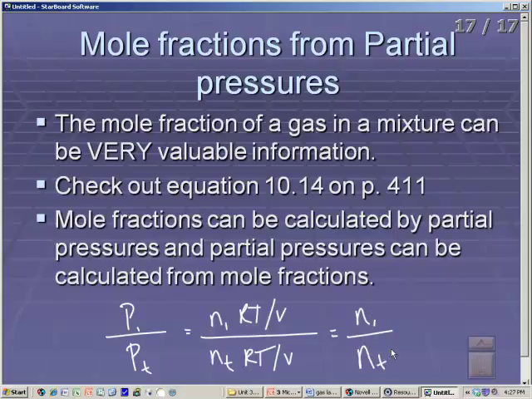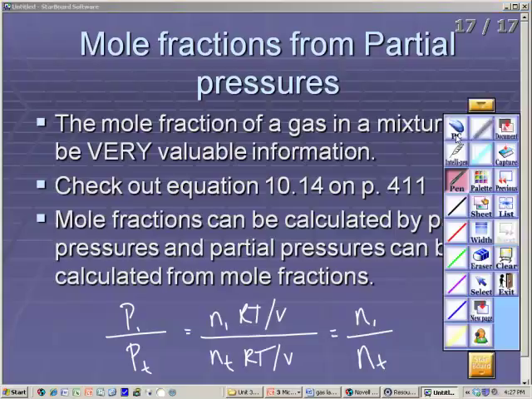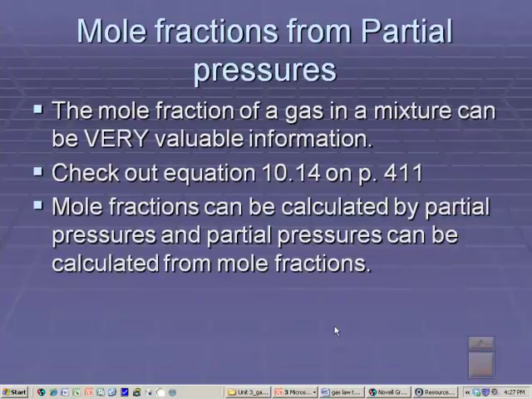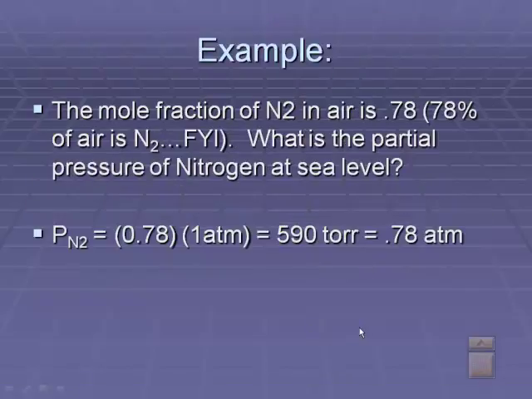Alright, so when would this ever be helpful? Well, mole fractions can be calculated by partial pressures, and partial pressures can be calculated from mole fractions. Let me show you. The mole fraction of nitrogen in air is about 0.78. Now, I want to be specific here. It is 0.78 by mole fraction, like the molar fraction is 78%.